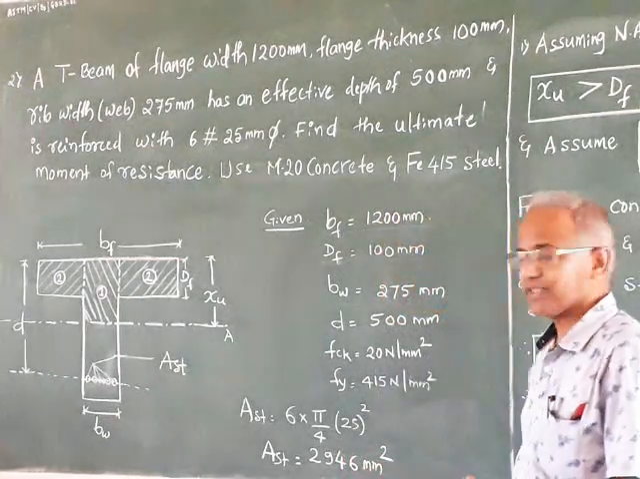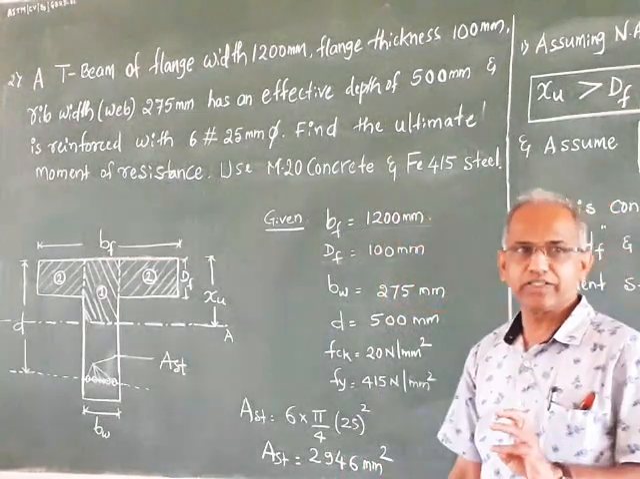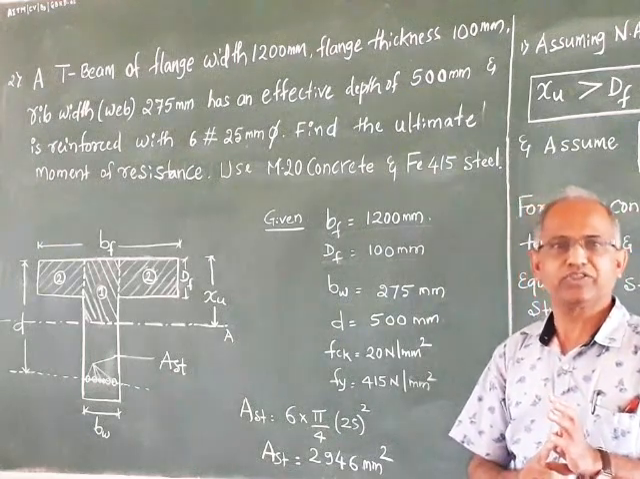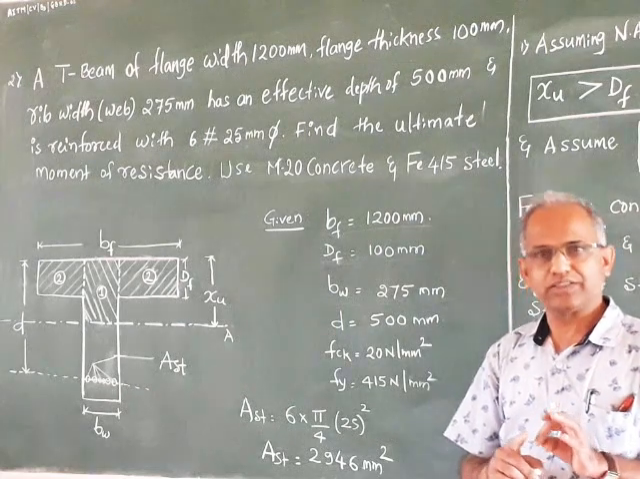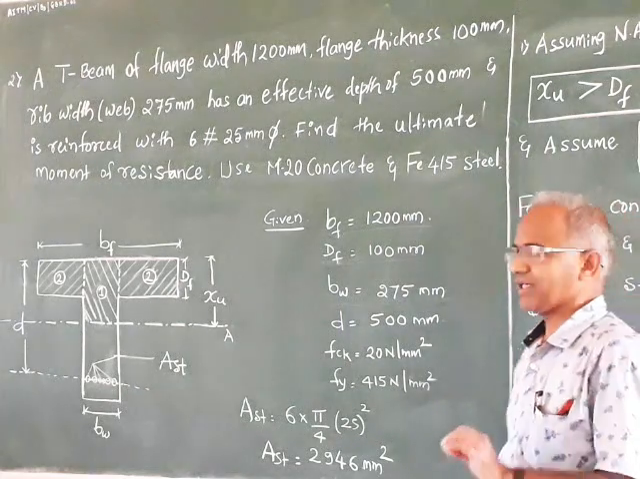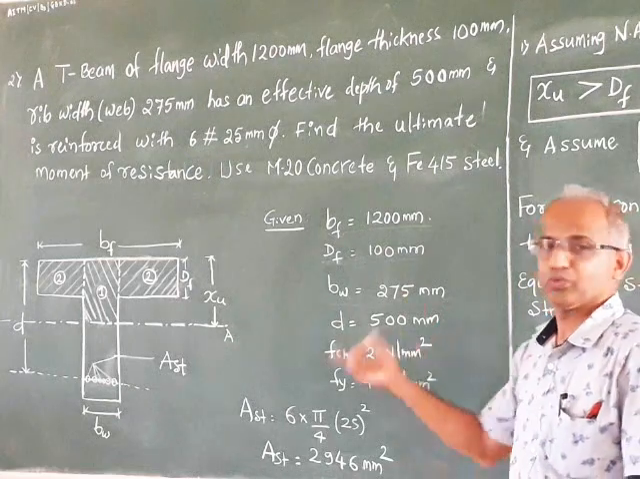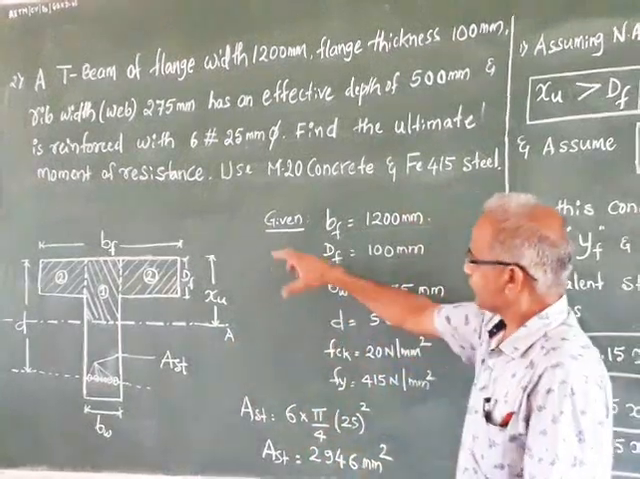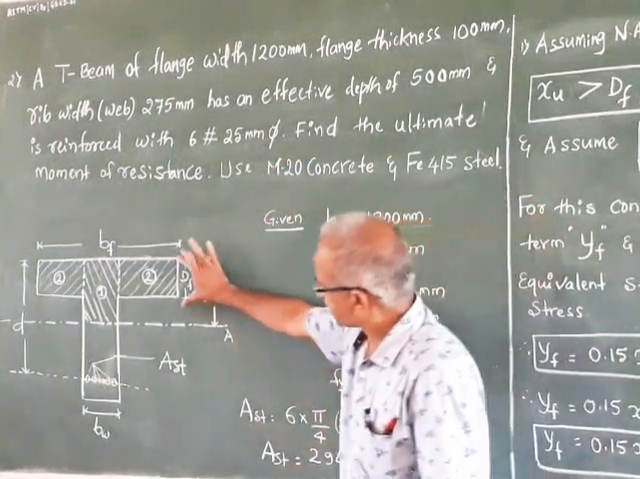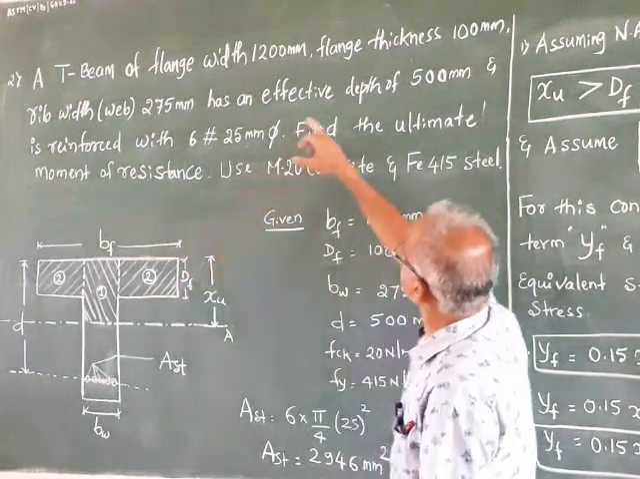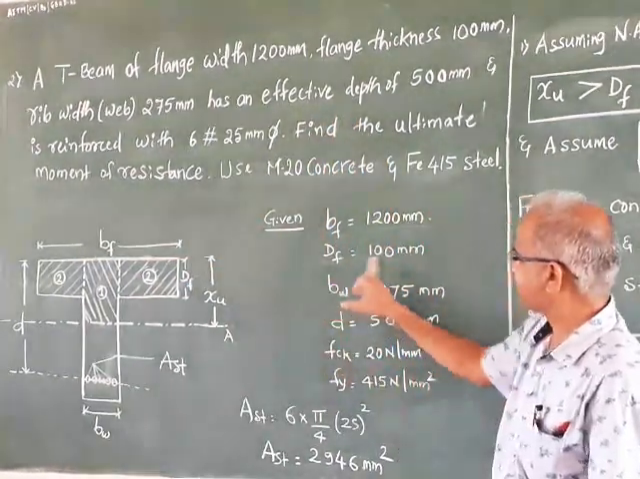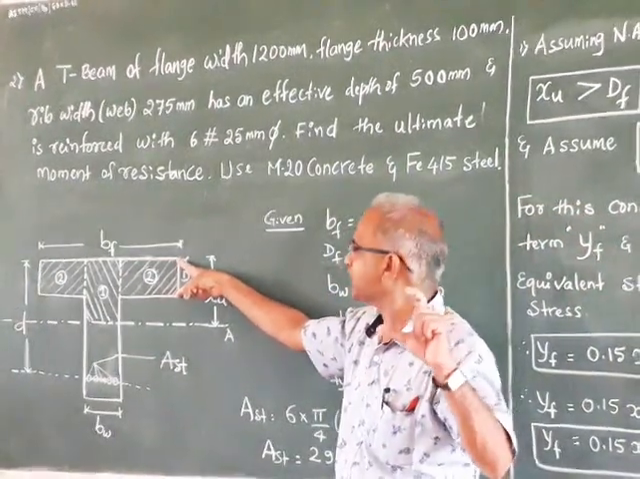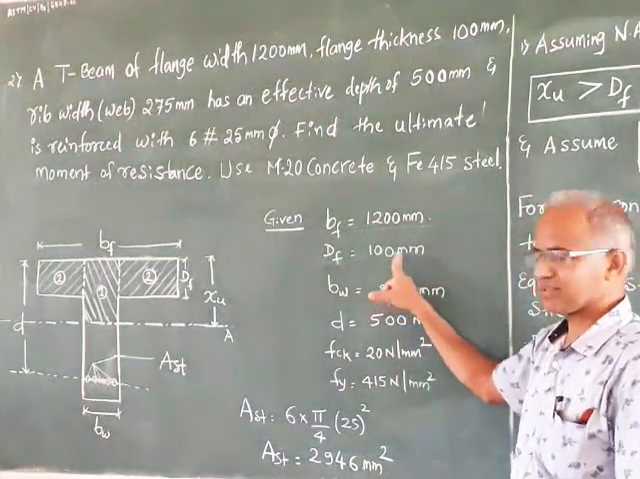Now the important thing is next there will be 3 conditions. You have to assume either neutral axis inside the flange or neutral axis outside the flange. One thing I wanted to tell you all, remember how to assume neutral axis, whether it is inside the flange or outside the flange. In this problem you have to observe the thickness of this flange. Thickness of flange, that is DF, is given as 100 mm.